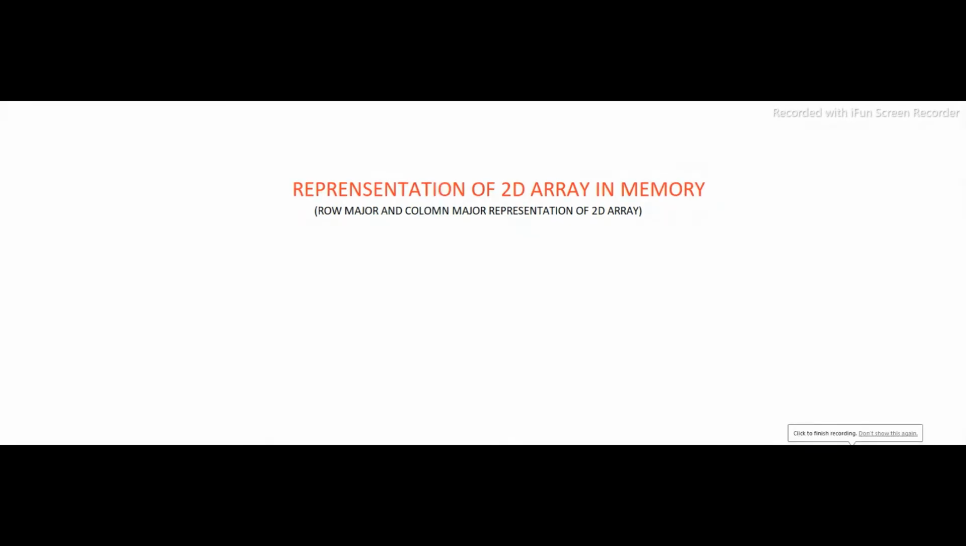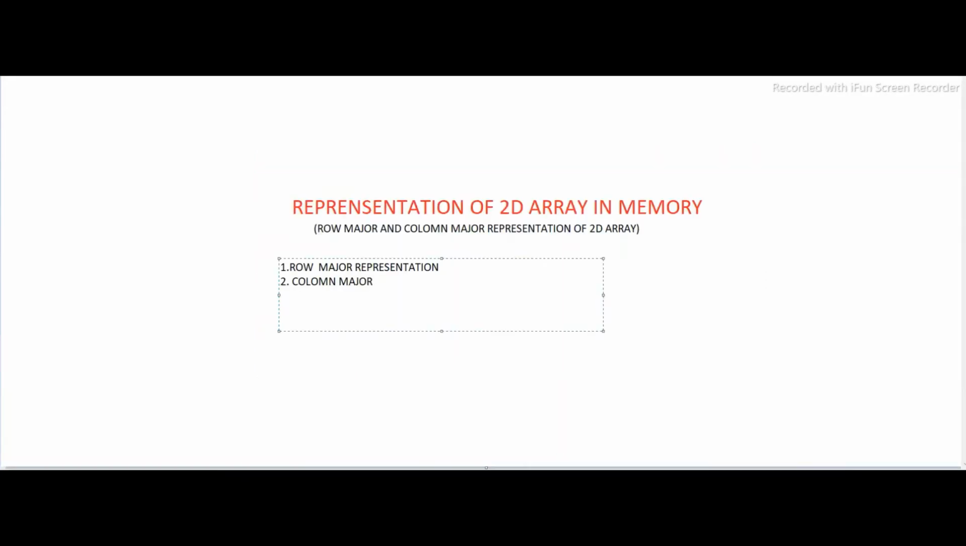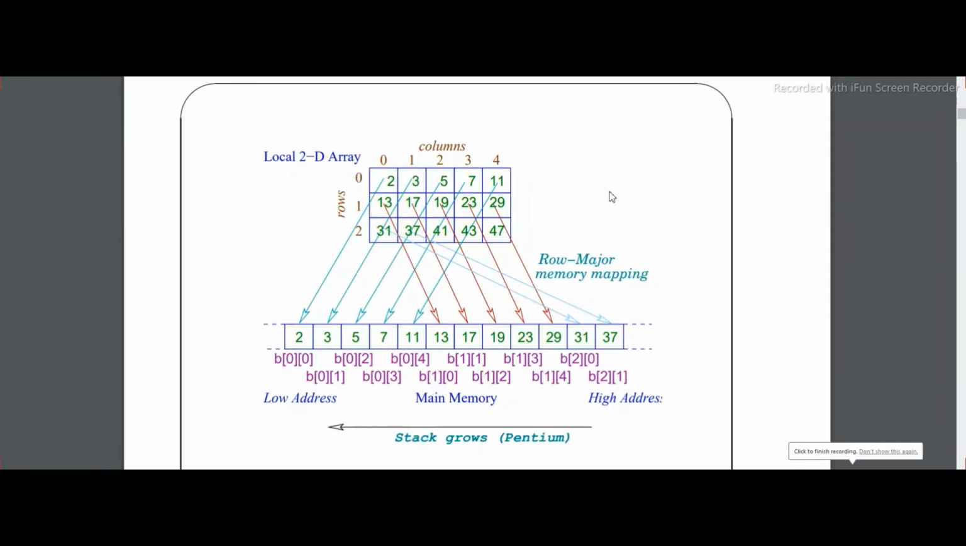There are two methods with the help of which the data of a two-dimensional array can be stored into a one-dimensional memory structure. First one is row major representation, second one is column major. Now, in this lecture, we will see row major representation only. In row major memory representation, first of all, the first row gets mapped into memory, then the second row, then the third row, and so on up to the last row.